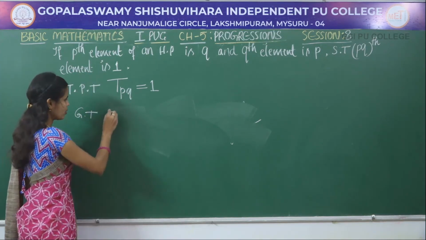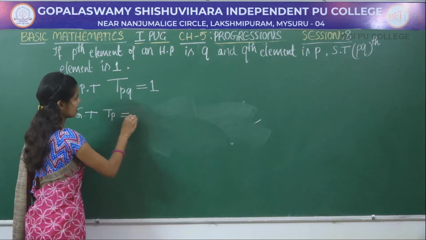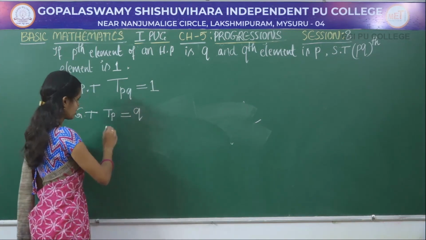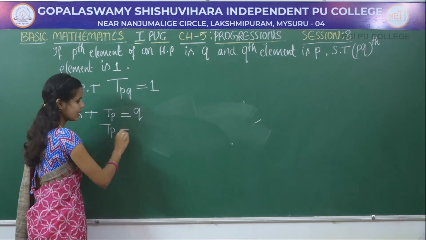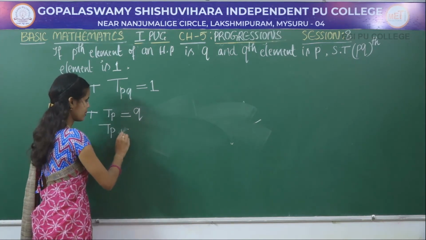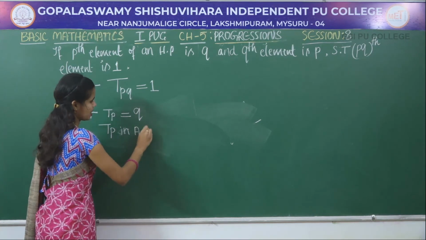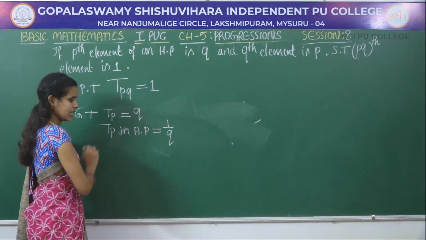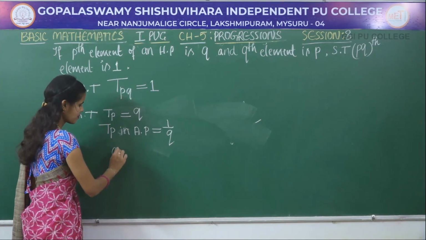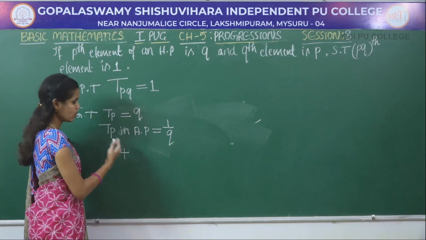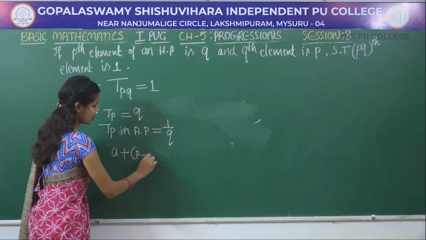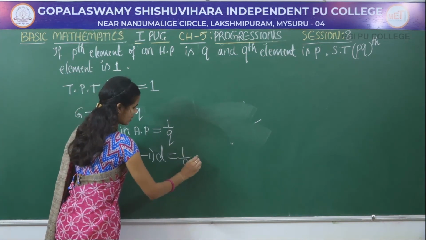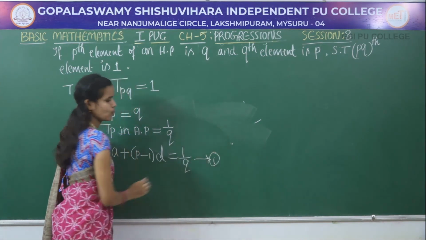So given that the pth element is denoted by Tp in HP is q. Therefore, the pth element in AP is equal to 1 by q. The pth element in AP is defined as a plus (n minus 1) into d. Here n value is p, so a plus (p minus 1) into d is equal to 1 by q. Call this equation 1.